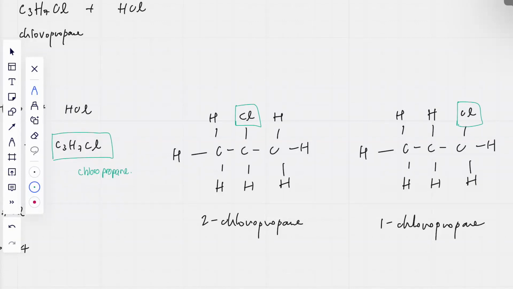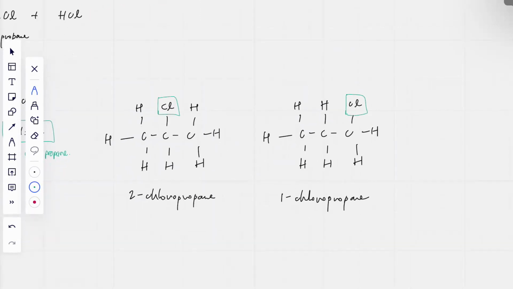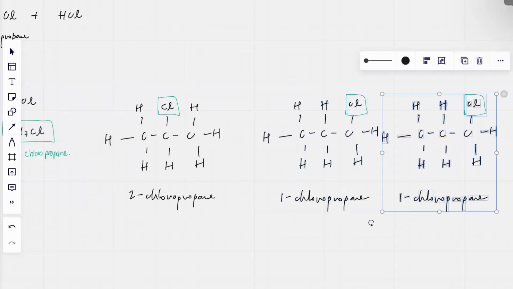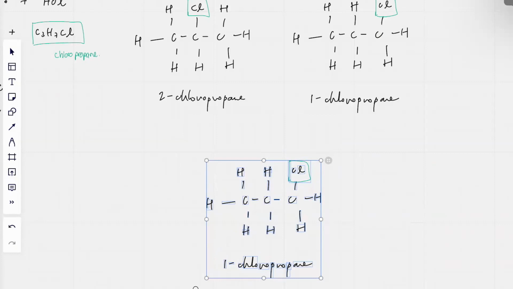Can you guess? 1 chloropropane will produce more. Correct. Wow, good. Why? I don't know, just guessing. Okay, this is the explanation, but this is correct. The explanation is like this.